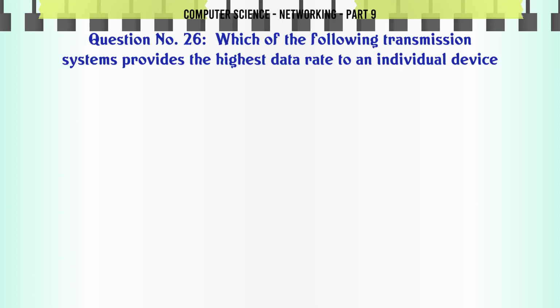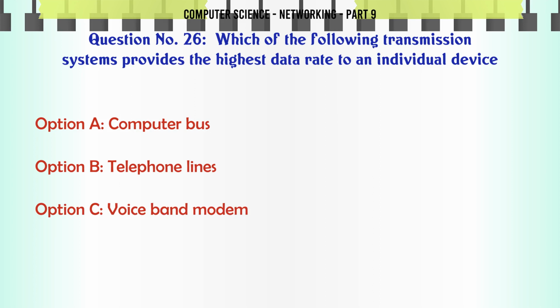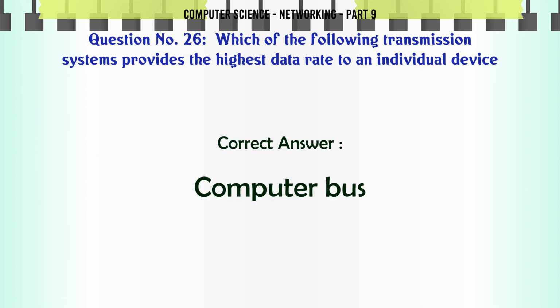Which of the following transmission systems provides the highest data rate to an individual device? A. Computer bus, B. Telephone lines, C. Voice band modem, D. Leased lines. The correct answer is computer bus.